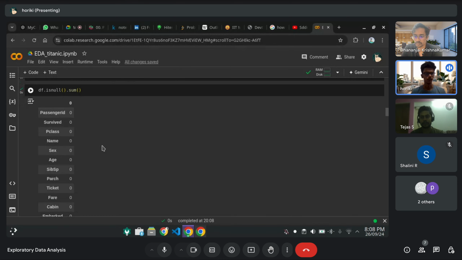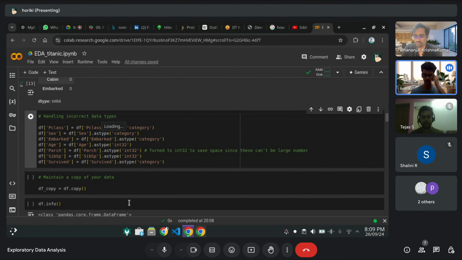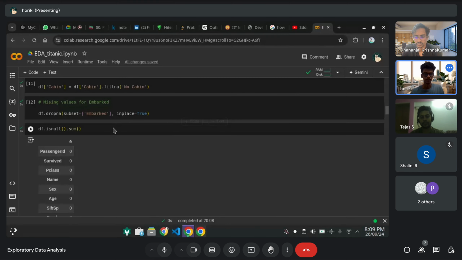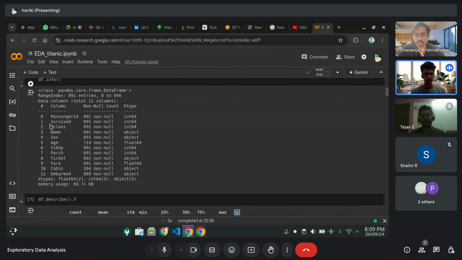So as you can see now, we have 0 NaN values, which is always good. Then we handle incorrect data types. Mostly this data set has good data types, but we make it a bit better. As you can see, the dtypes here: the passenger ID, the survived, the P class, it's all int64, which is actually right.